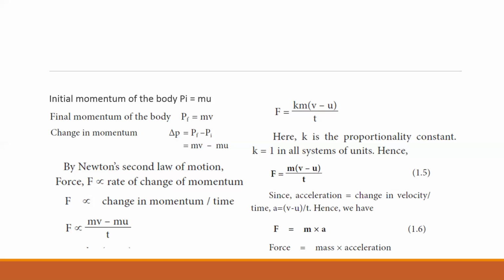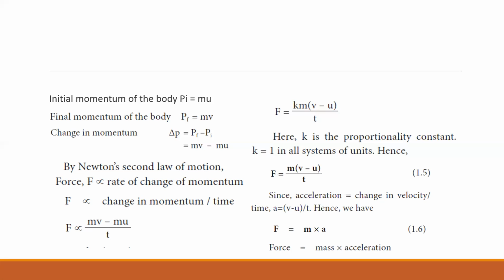And acceleration: in 9th standard you would have learned that acceleration a is equal to v minus u by t. So instead of v minus u by t, I substitute the letter a, that is acceleration. So F is equal to ma: force is equal to mass into acceleration. Understood, students?